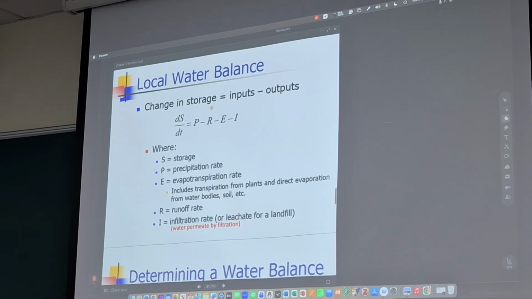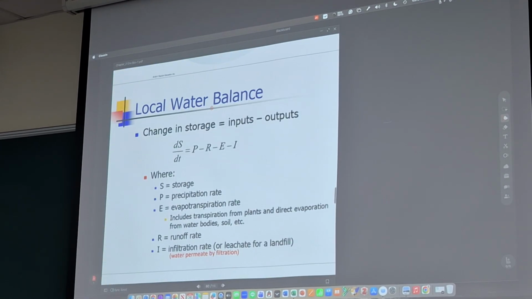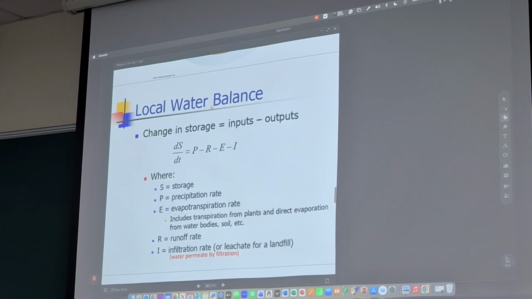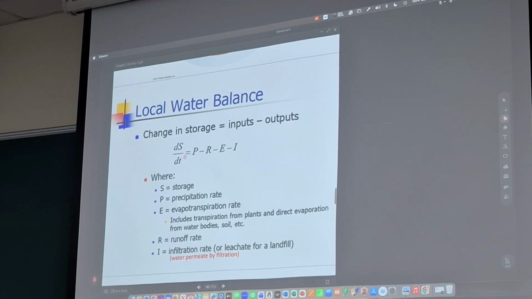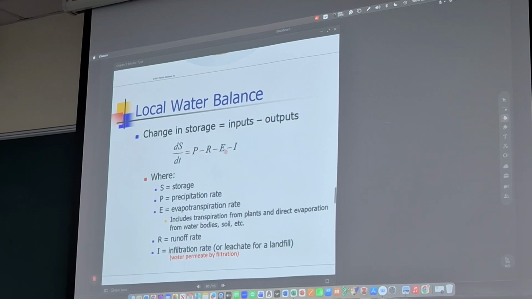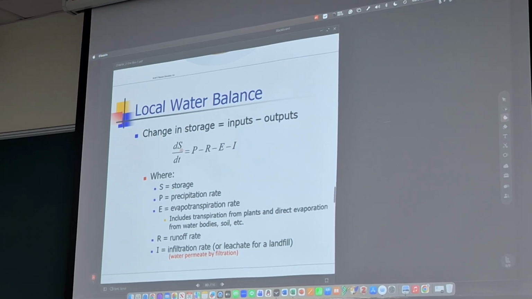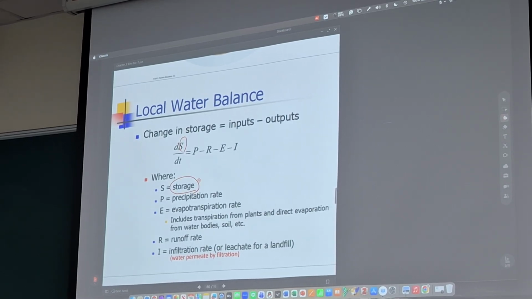Let's see these questions from the textbook. So the local water balance: dS/dt equals P minus R minus E minus I. The S means storage. And the P is precipitation, the rainfall or the snow.